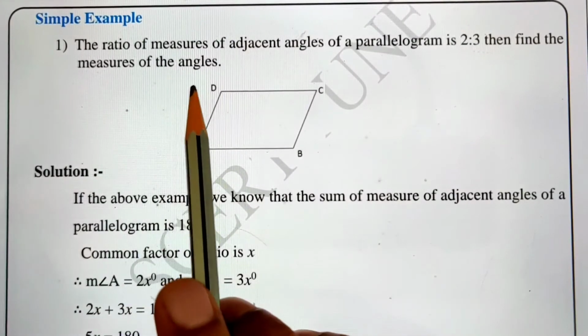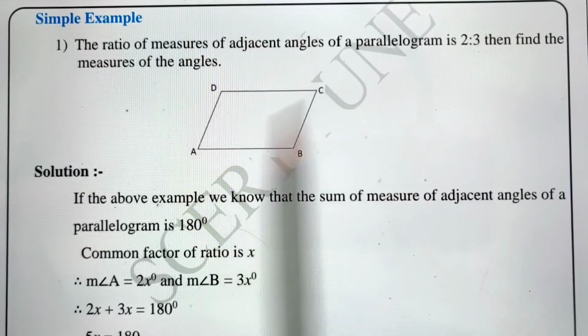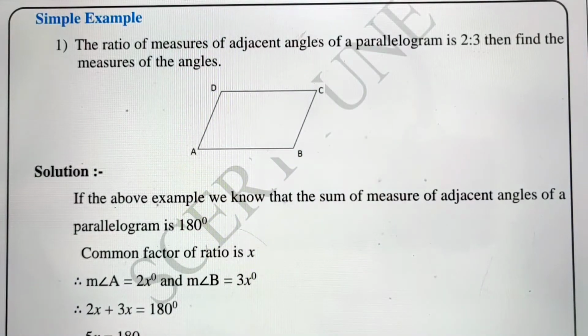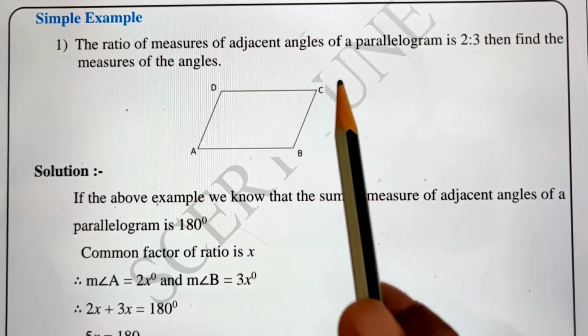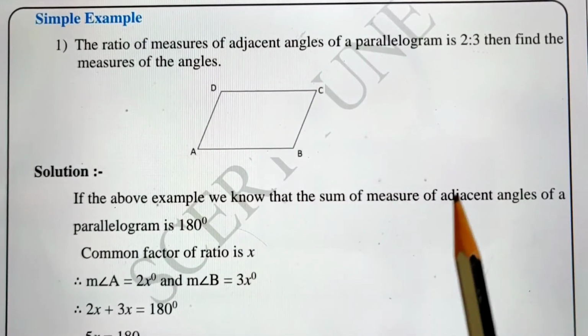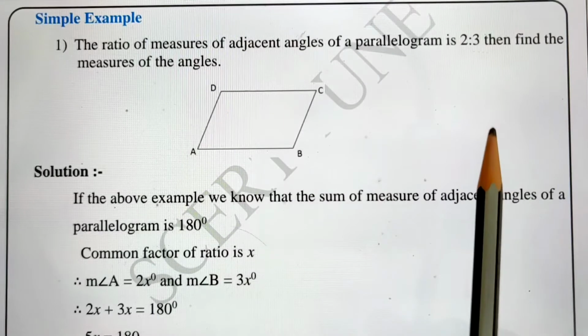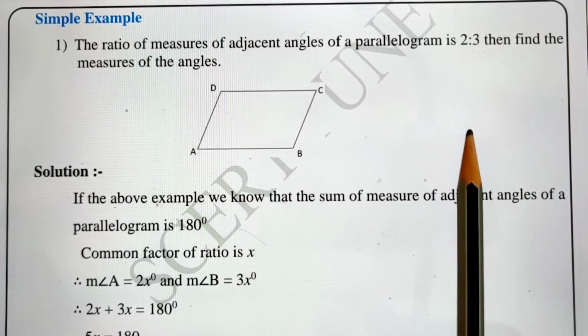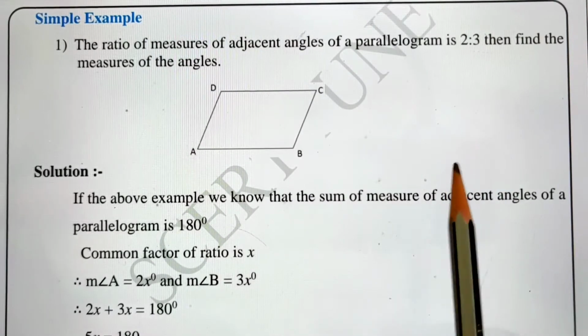Here, the ratio of measures of adjacent angles. So we must know the properties of that one. Whenever we are solving the sums on the geometric figure, parallelogram है तो parallelogram का all properties you must know. Rectangle है, you must know all properties. Equilateral triangle, we must know all properties.